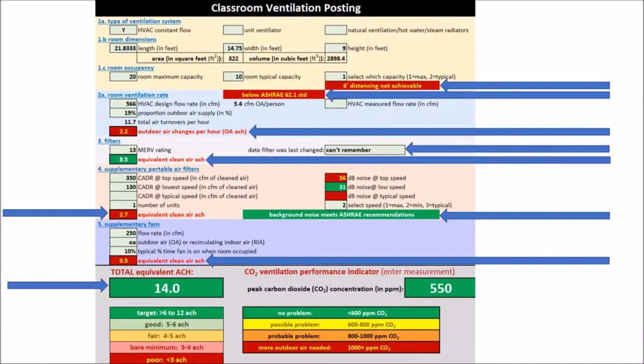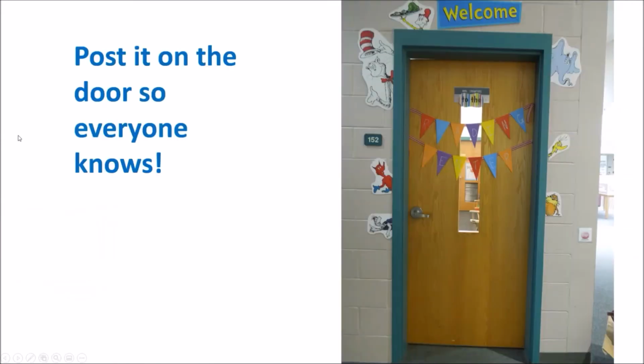And when you put it all together, you add it, you get 14 air changes per hour, and the target is at least over 6 to 12. And if you have a carbon dioxide meter, you can also put that in there, and it changes color depending on what number you put in. You're supposed to put the peak carbon dioxide concentration in there. And then once you have this, you can post it on your door, so everyone who enters the room knows exactly what they're getting into.